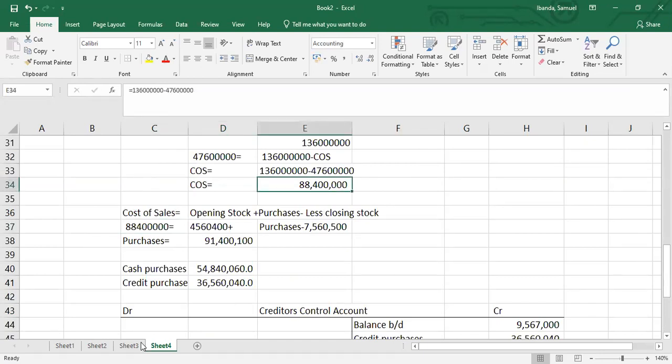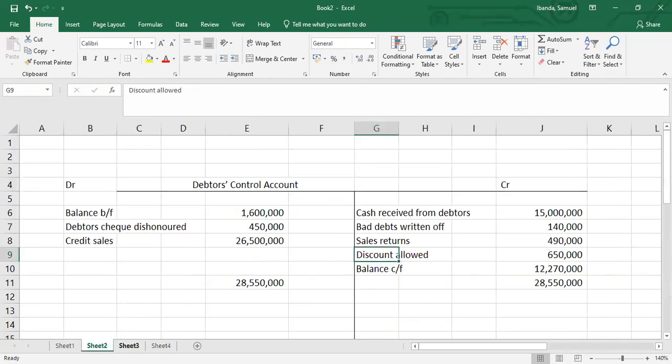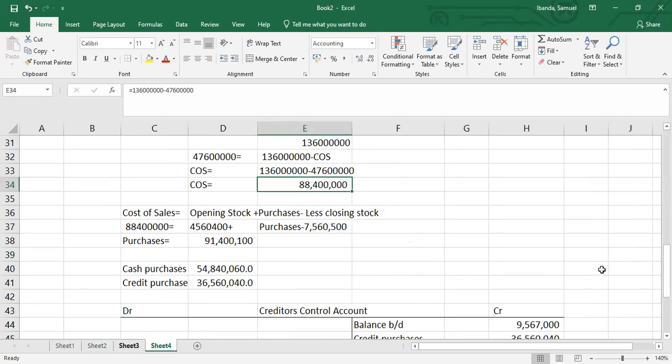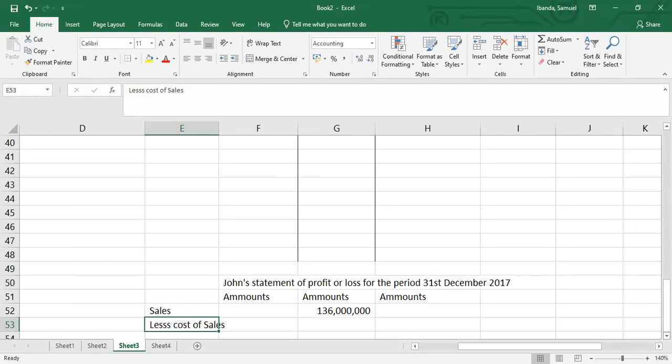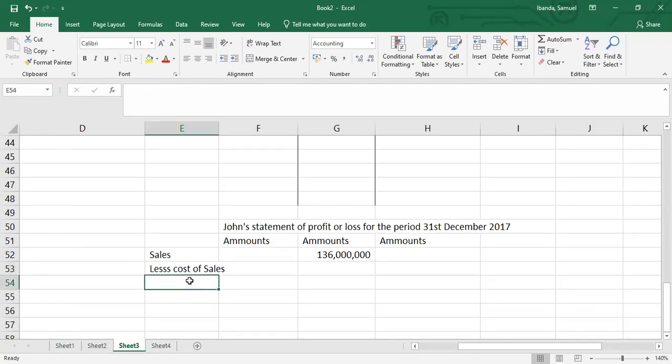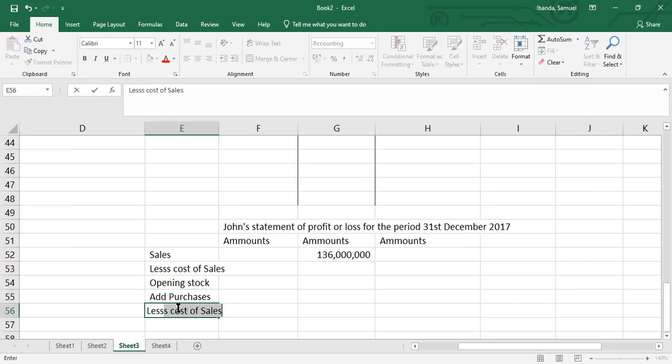It is already here. But because you want to earn the marks from the examiner, the examiners are very funny. Remember, this is presentation. They don't only mark you for the figures, but also presentation. So I'll repeat what I did exactly the other side. I'll put my opening stock. Opening stock. Okay. I'll list my purchases, which I already have. Sorry, add purchases. And less closing stock.